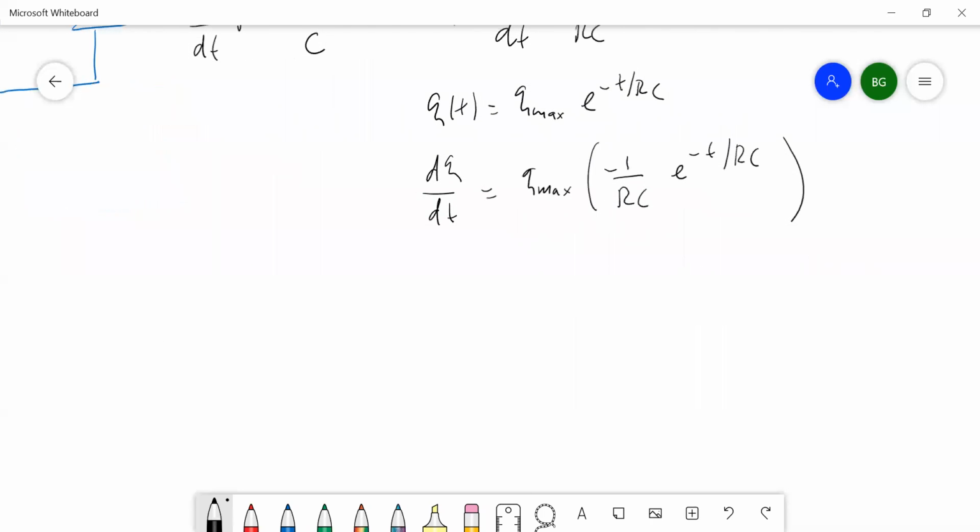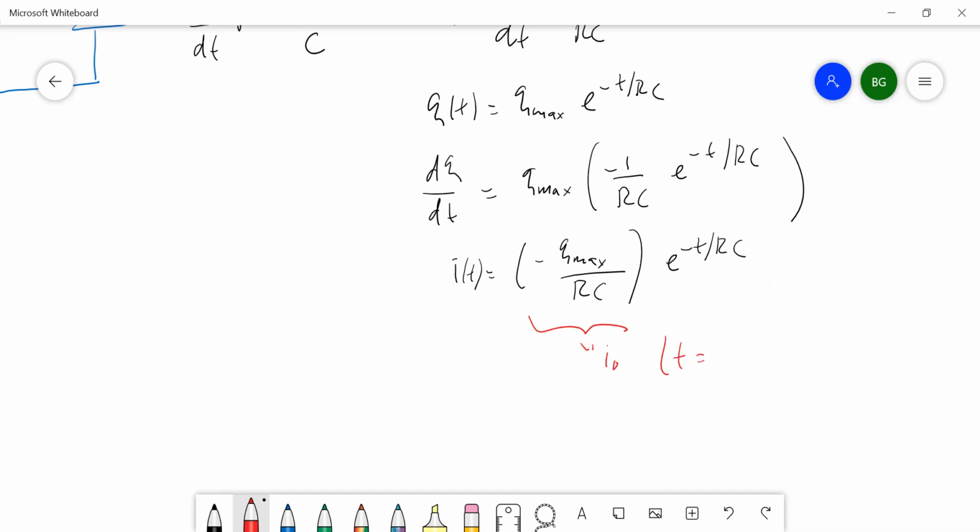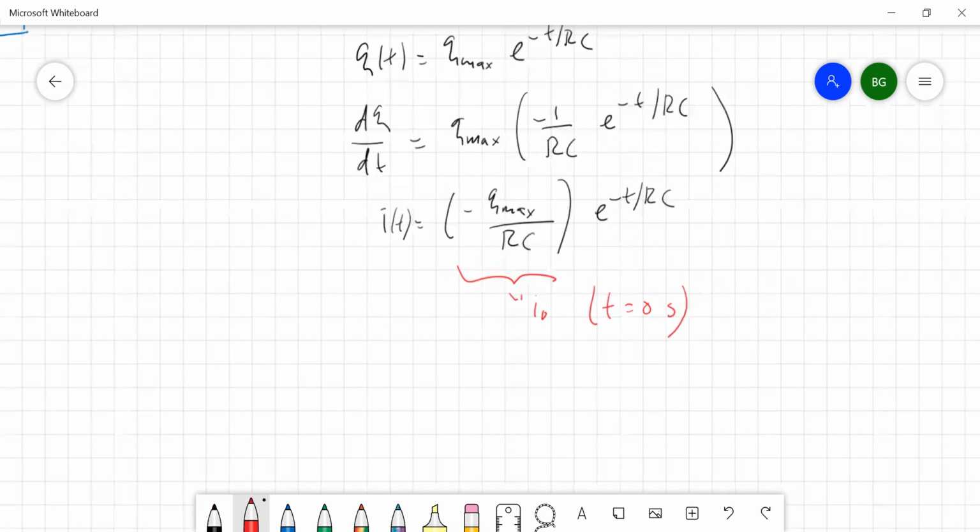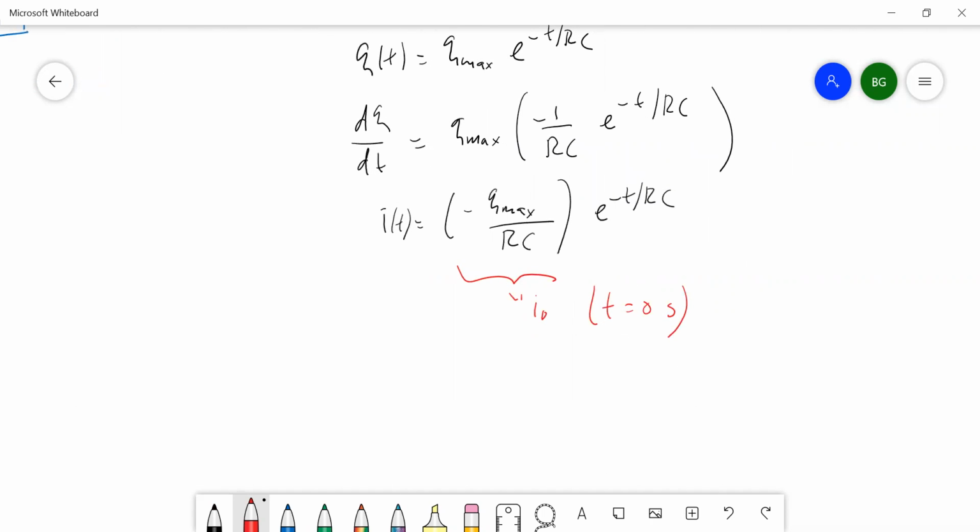So this will be I equals minus Q max over RC e to the minus T over RC. Okay, so this equals I0, at T equals 0. This is the initial current. So it should be equal to I0 e to the minus T over RC. Okay, that's about the transient current.